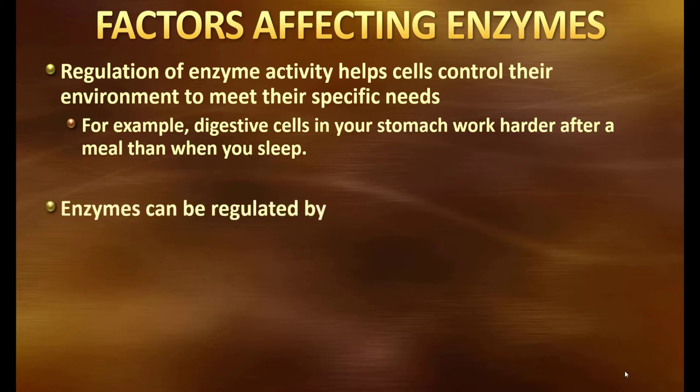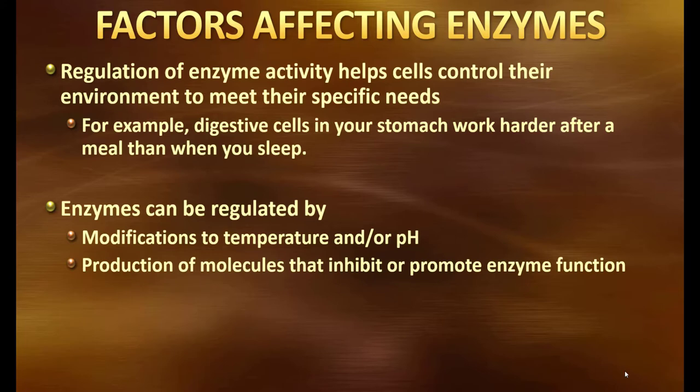Enzymes can be regulated by a variety of factors. Many of these are modifications to temperature and pH, as we've mentioned. We also can have molecules that inhibit or promote enzyme function. There are also other molecules that can interact with enzymes that allow them to function properly. These can be either coenzymes or cofactors. Coenzymes tend to be large biological compounds that interact with enzymes, and cofactors tend to be metal ions that will interact with enzymes, allowing them to function correctly.